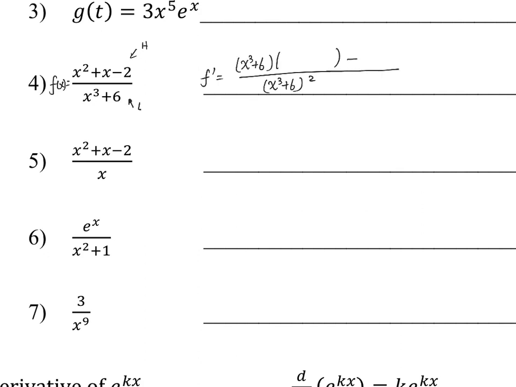So the derivative of the top is 2x plus 1 minus 0, right? And then the second part is going to be high d low. So it's x squared plus x minus 2 times the derivative of the low, which is 3x squared plus 0.